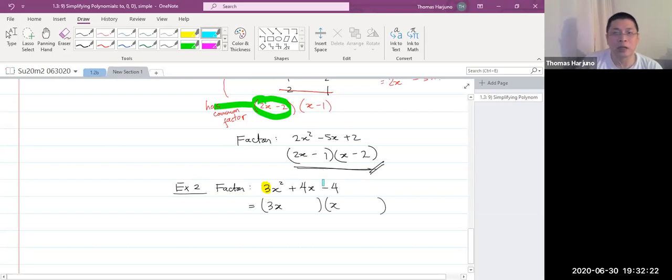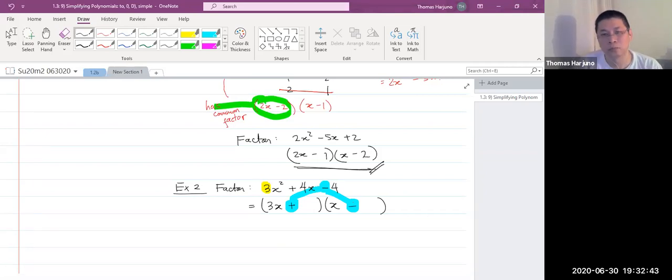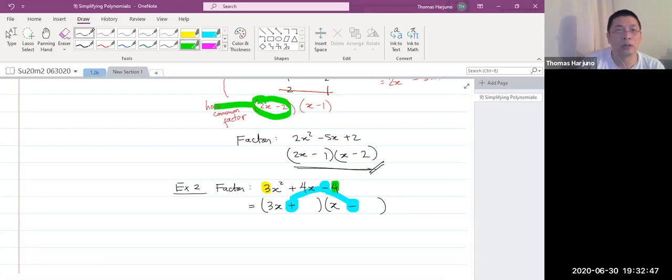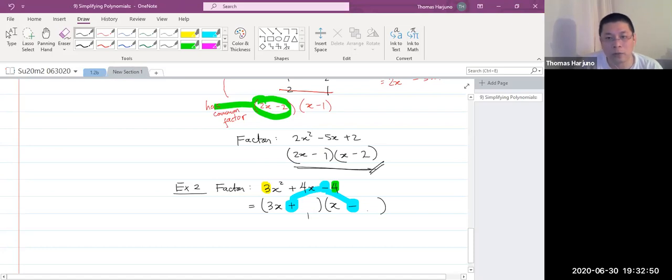Now, because the sign here is negative, then we are guaranteed the signs of these two places have to be different signs. Let's put plus minus for now. It may be negative positive later on, but let me put plus minus for now. Now then, how about that 4? How to make that 4? It's either 1 times 4, 4 times 1, 2 times 2.